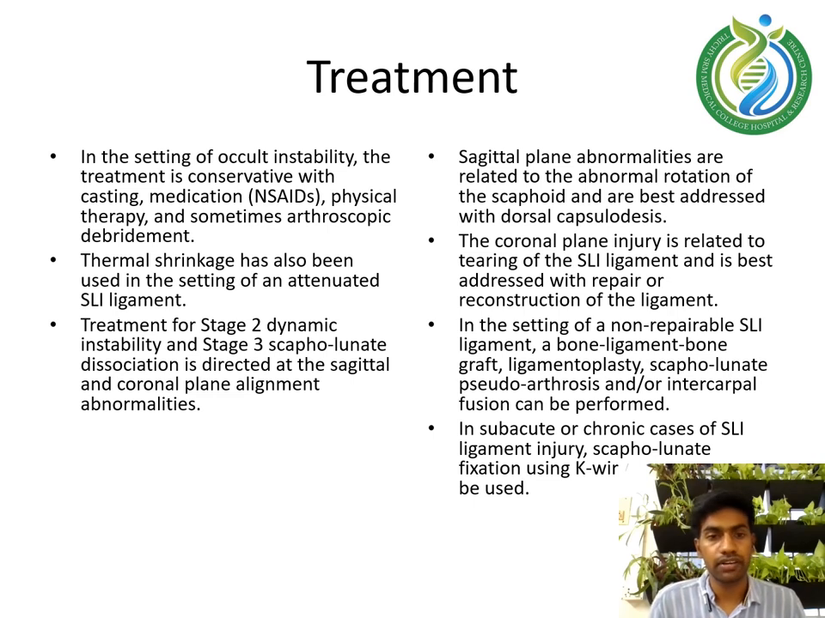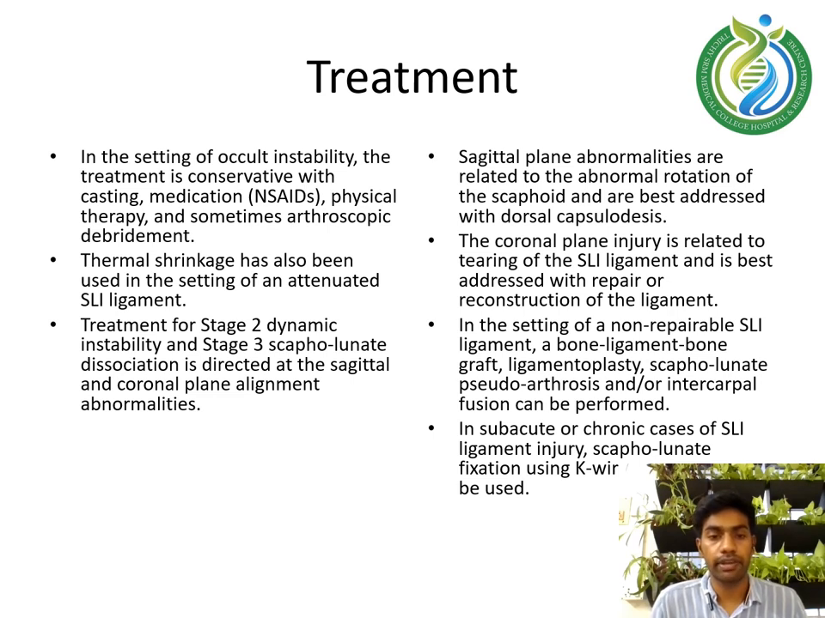Here we come to the treatment. In the setting of occult instability, the treatment is conservative with casting, medication and physical therapy. Sometimes arthroscopic debridement can be used. Thermal shrinkage has also been used in the setting of attenuated SLI ligament.